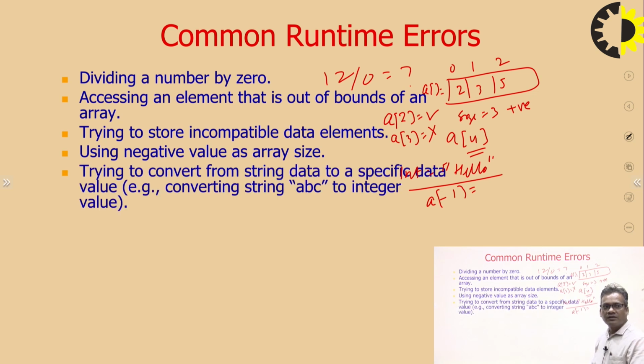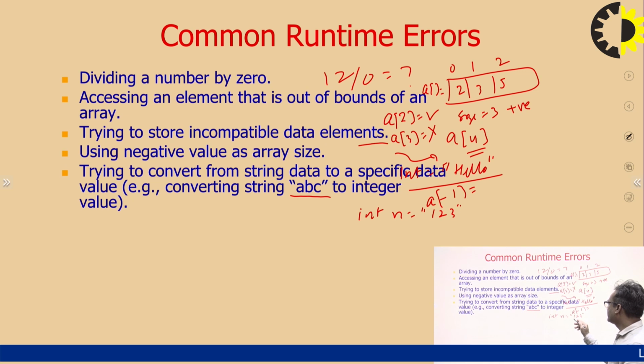Trying to convert a string to a specific data value, the same example as the incompatible data element. That is, you are trying to convert ABC into an integer value, which is not possible. But if you use int n equals "123", it will be easily converted into an integer because there is already an integer number inside the string.